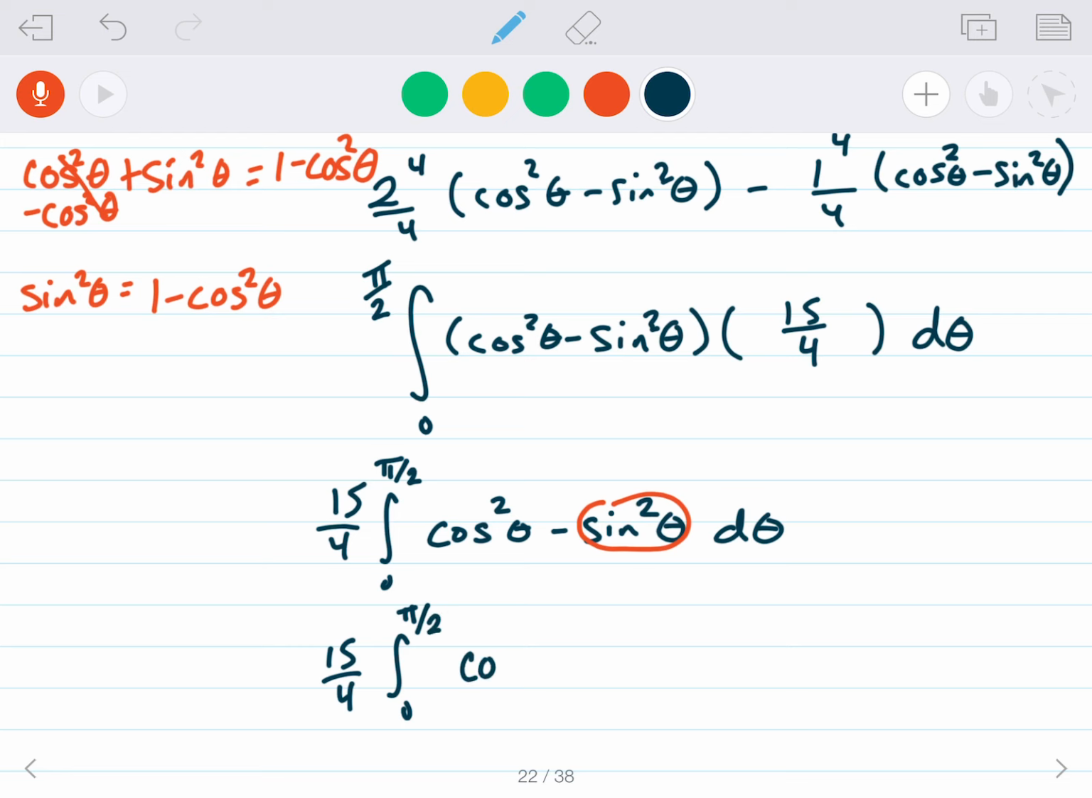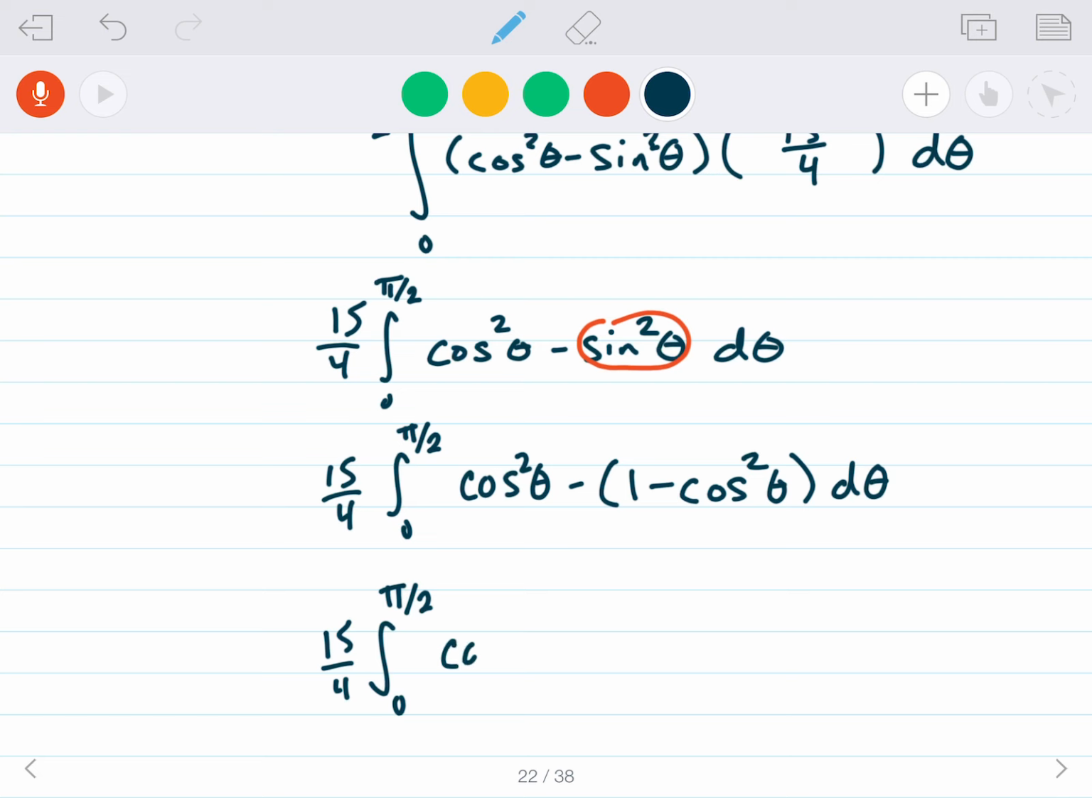So this is going to become cosine squared minus 1 minus cosine squared theta d theta. All right. So let's see. I get 15 over 4, 0 to pi over 2, cosine squared minus 1 plus cosine squared d theta. So this becomes 2 cosine squared theta.